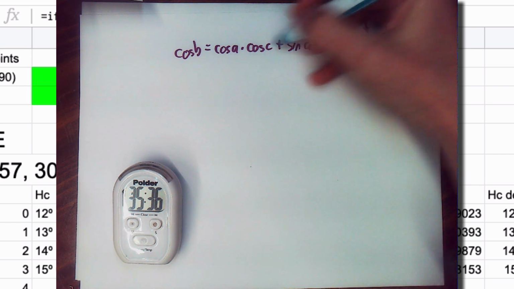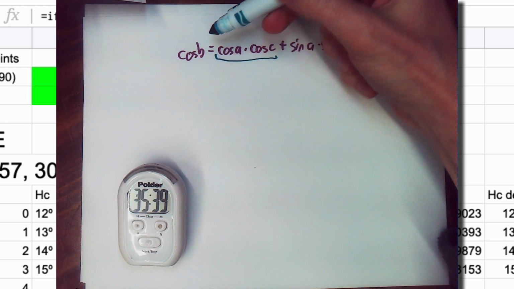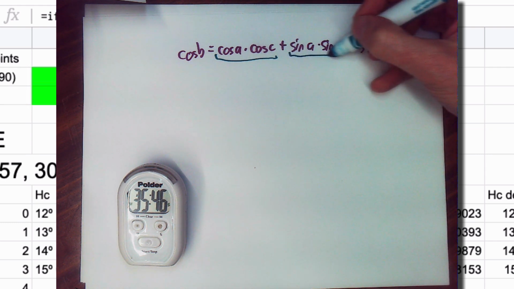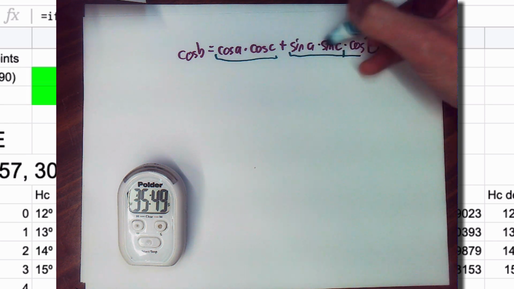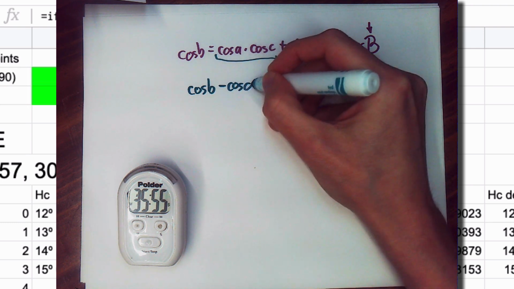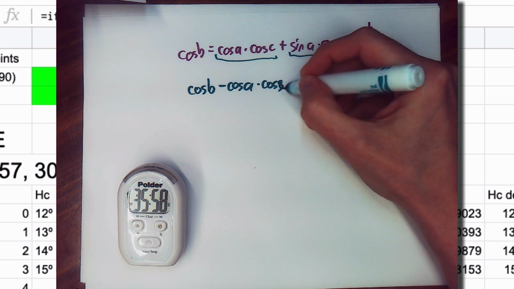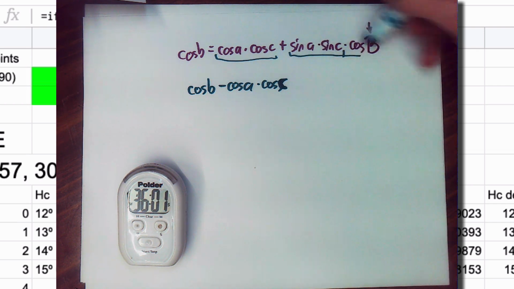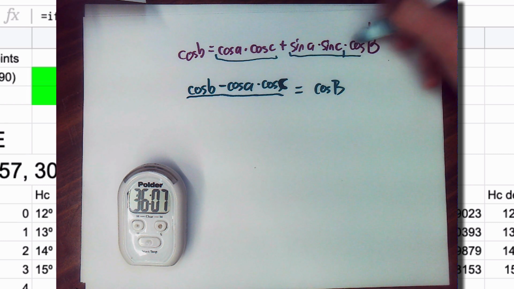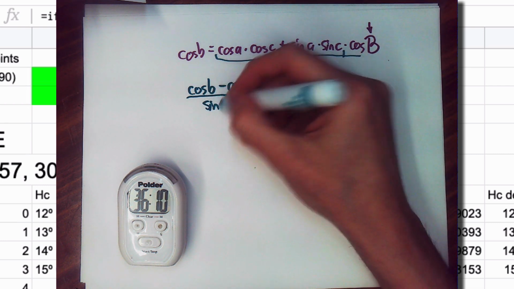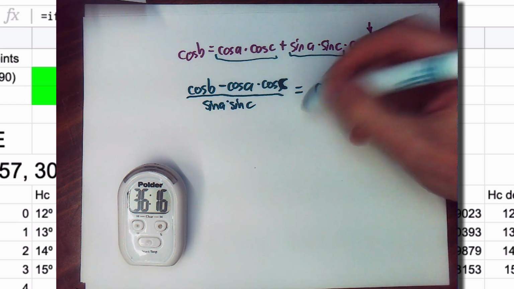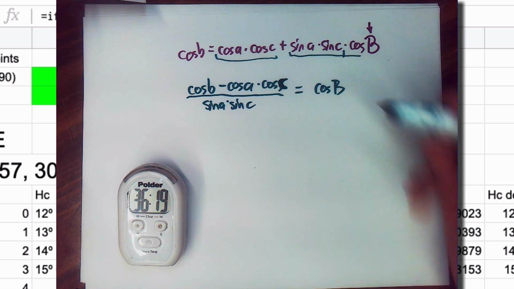When you think about this, we need to first subtract, so we have cosine B minus cosine A cosine C, and then we divide by sine A sine C. So the whole thing, cosine B minus cosine A cosine C, divided by sine A sine C, equals cosine B. So how do you find B? Well, you take the inverse cosine.